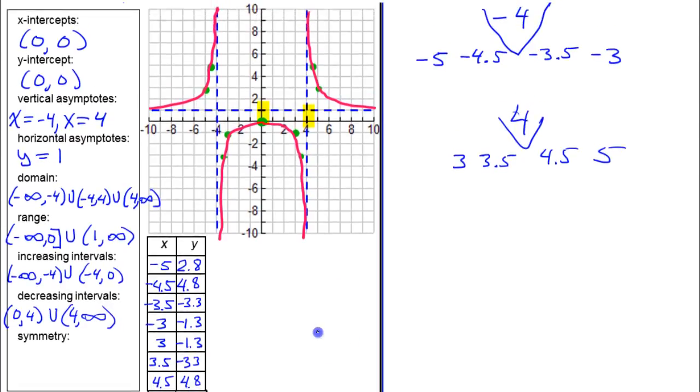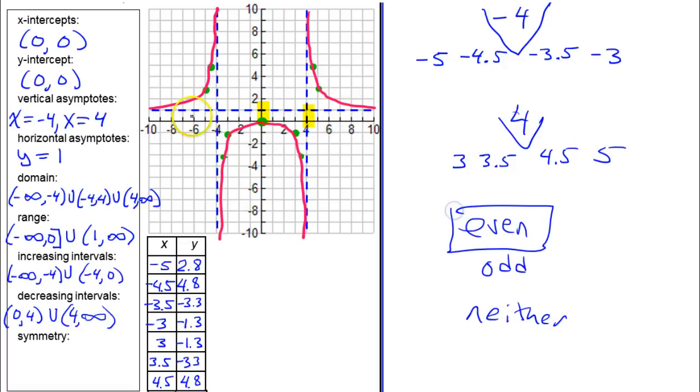Okay, and symmetry. The choices are even, odd, or neither. It's even if the y-axis splits this perfectly down the middle with mirror images on the left and right. So this is, in fact, even. It's identical on the left side and the right side of the y-axis. It would be odd if it looked the same if you turned it upside down, but it would not. So this is even symmetry.